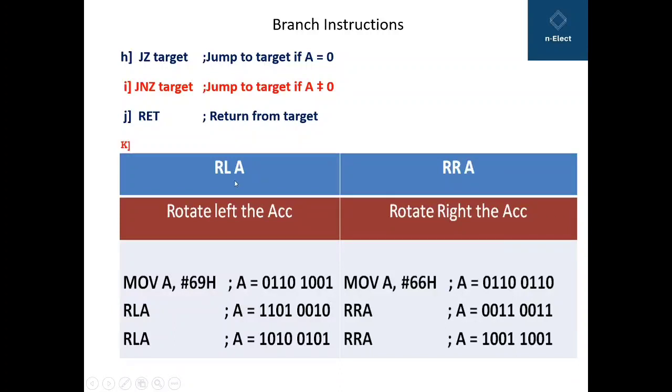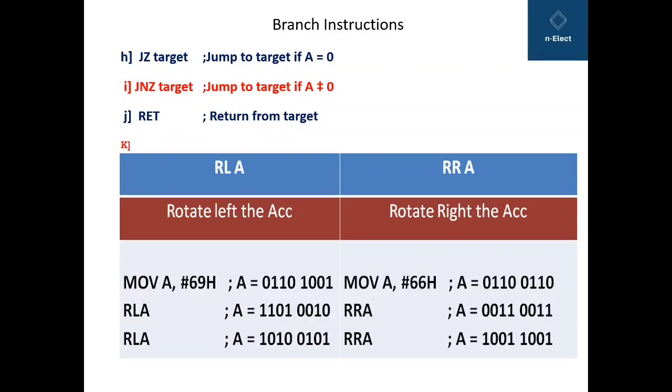Then RLA and RRA. So rotate left the accumulator. The meaning is very simple, which will be clear from this example. So here move A hash 69H. So data 69H will be moved to A. We have shown here 69H data in 8-bit binary. So 4-bit for 6 and 4-bit for 9. Now the instruction RLA, how it works, we are going to see.